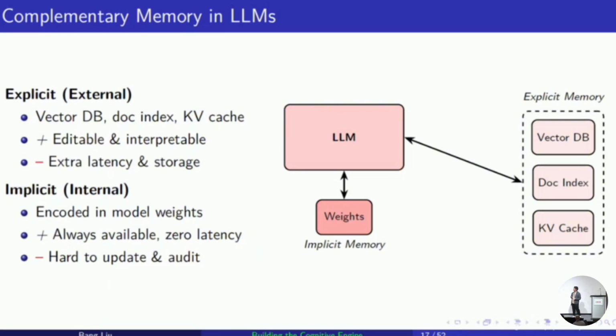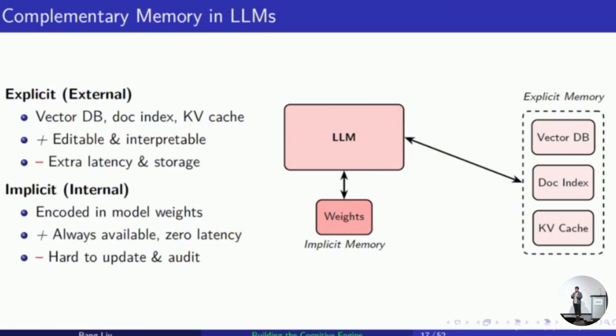And for implicit, the internal weights, it's easier to scale up because it's stored in the weights, right? You're just adjusting the weights. You don't need to scale up the database. So it's always available. The latency is lower than explicit storage, but it's also harder to update.